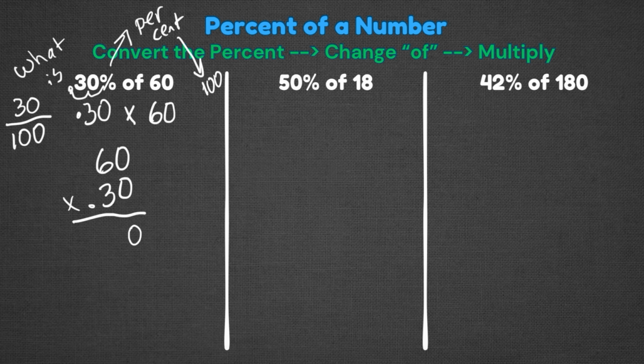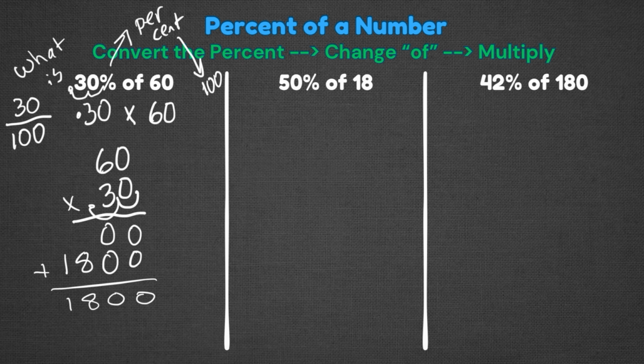0 times 0 is 0. 6 times 0 is 0. Then we put another 0 down because we're moving over to the 3. 3 times 0, and then 3 times 6 is 18. We add these guys together and we get a very big number. Unless we forget, if there's 2 decimal places in our question, then there must be the same number of decimal places in our answer. So the answer is 18.00 or just 18.